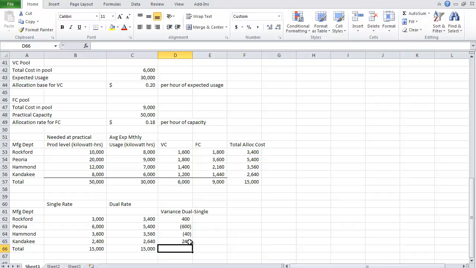The dual rate method really does give us a more refined allocation of the power department costs. For instance, it permits us to use different bases for different cost pools. The fixed costs result from decisions that are most likely associated with the scale of the facility or the practical capacity, where the variable costs really result in decisions, for the most part, that would be associated with things like monthly usage. So in order for us to get a better base or a better cost allocation, it really makes sense to go with the dual rate.